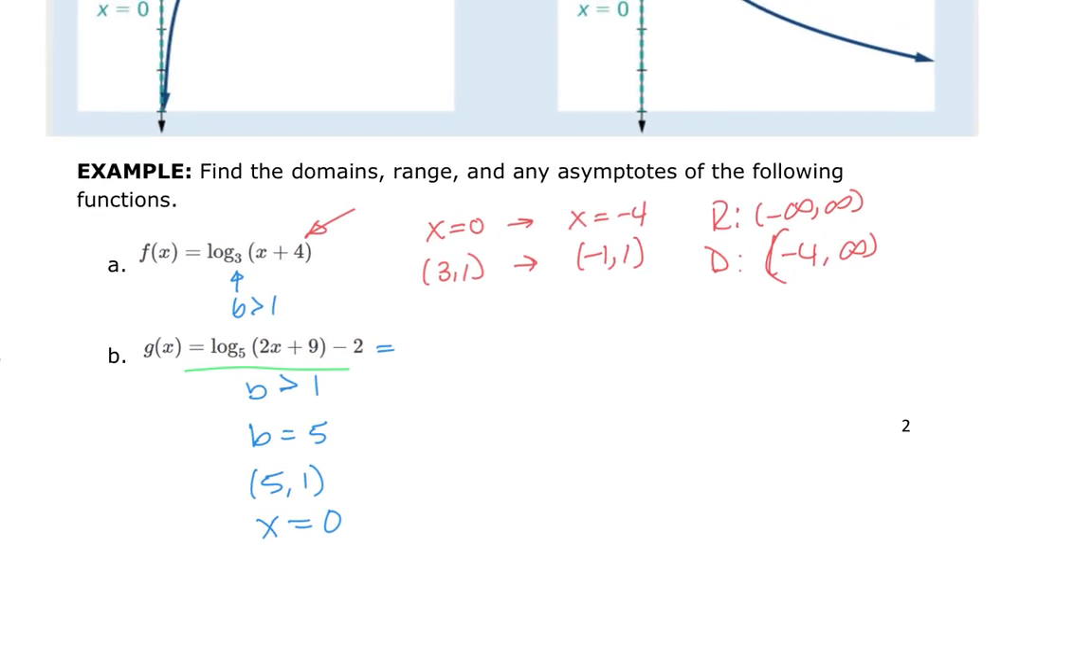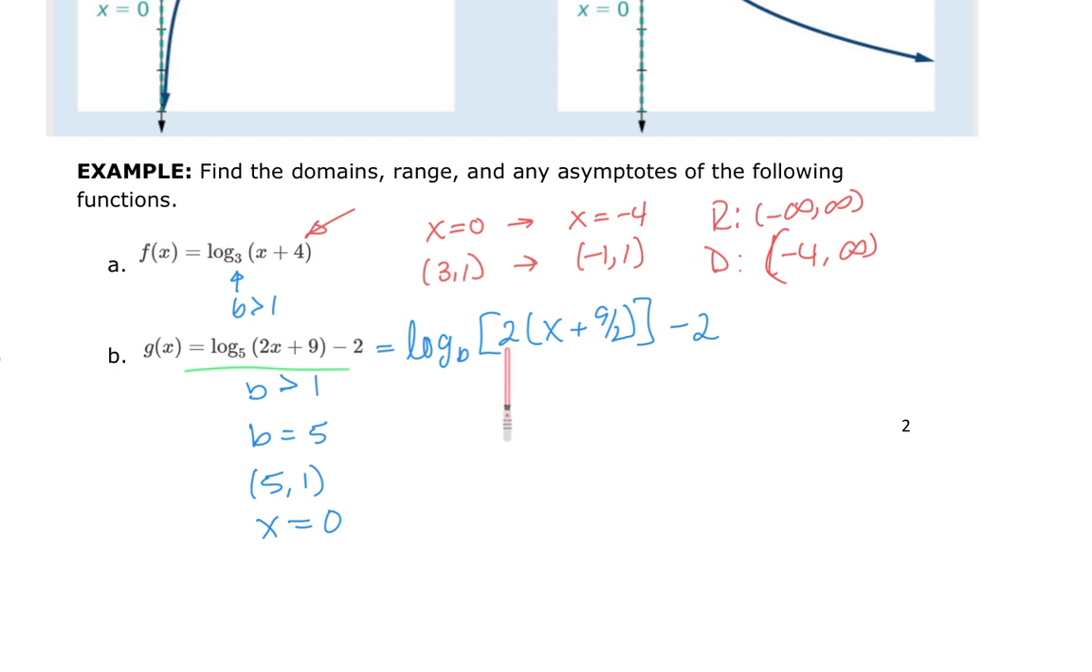So I'm going to have the log base b. I'm going to factor out a 2. And then I have x plus, and the factor is still going to stay within the log. I'm going to have x plus 9/2, minus 2. Okay, so what does each piece do?